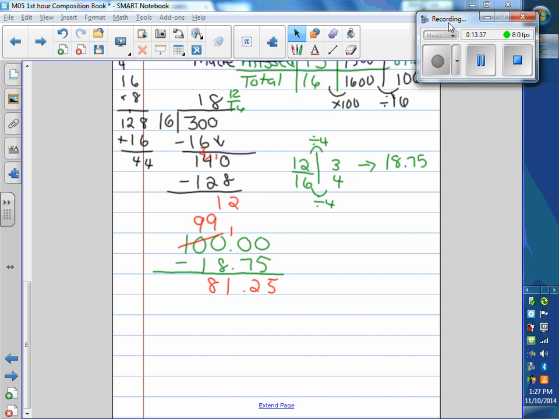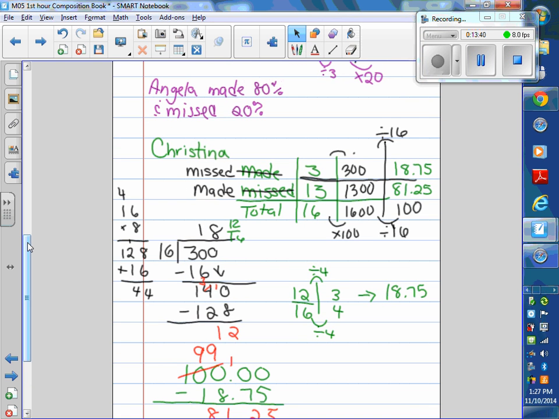So she missed 18.75%, or close to 19%. Pretty good. Made 80% of her shots, a little more than 80% of her shots. All right? Okay, we're going to do the next part.